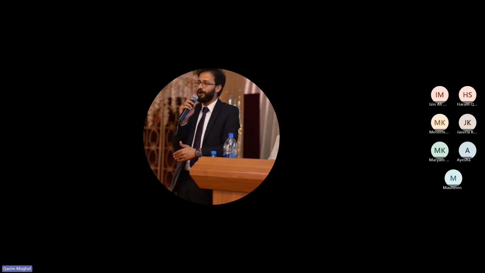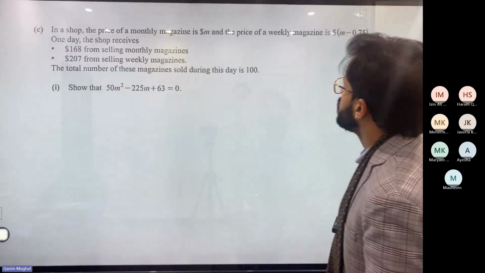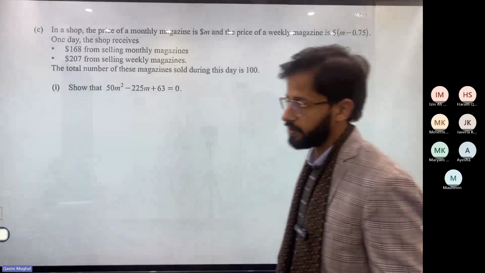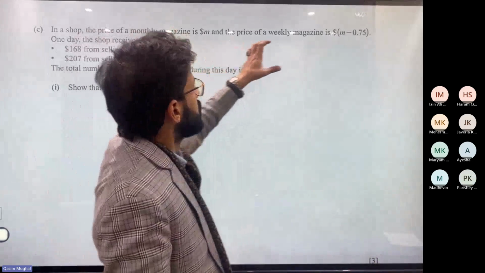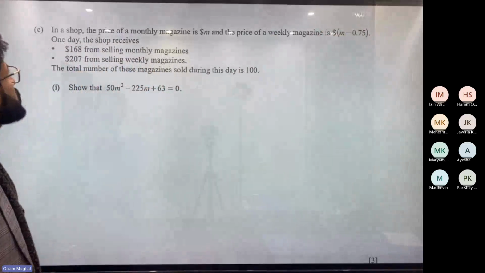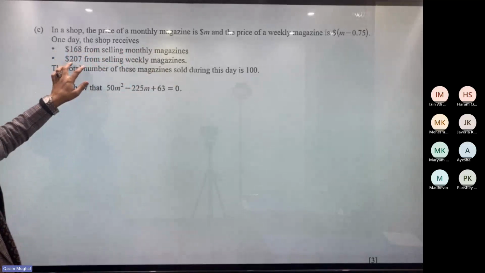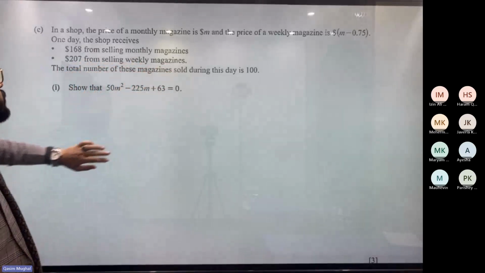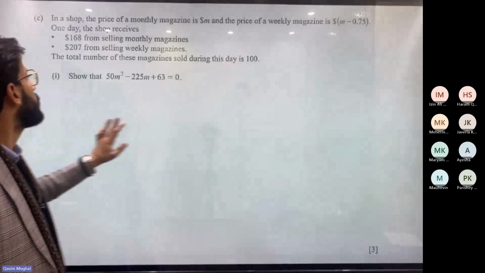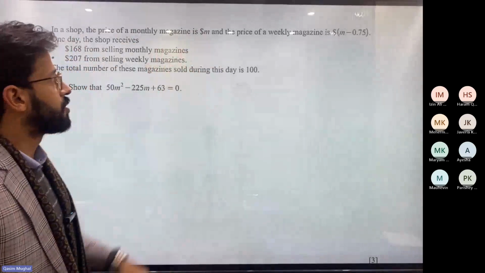Okay. All right. In a shop, the price of a monthly magazine is $M, and the price of a weekly magazine is M minus $0.75. So whatever the price of a monthly magazine is, the weekly magazine is 75 cents less than that. One day, the shop receives $168 from selling monthly magazines and $207 from selling weekly magazines. The total number of magazines sold during this day is 100. Show that this is the equation which you are going to get out of this information.